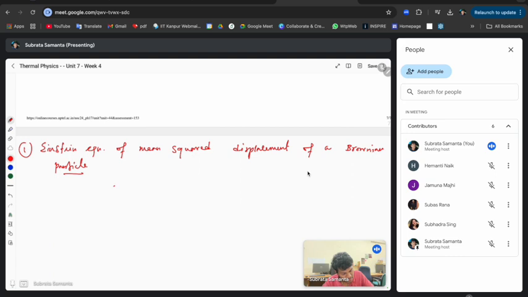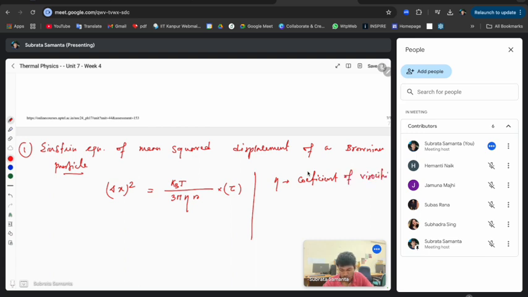Delta x square, the mean square displacement, is equal to k_B T over 3 pi eta r times the time interval tau, and this eta is the coefficient of viscosity. I have clearly written that eta is your coefficient of viscosity. So what is the unit of eta?